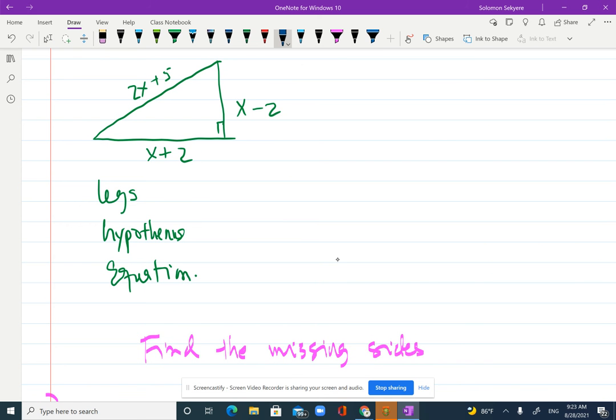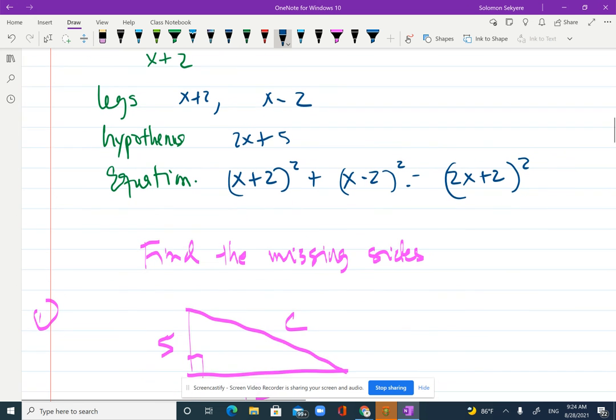Okay, so I come over here. Then again, this is my 90 degrees. So the side facing it is 2x plus 5, and my legs will be x plus 2 and x minus 2. So what will my equation look like? It will be x plus 2 all squared plus x minus 2 all squared is equal to my hypotenuse squared.